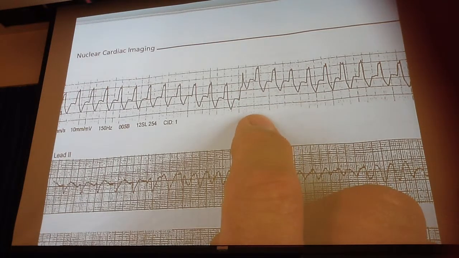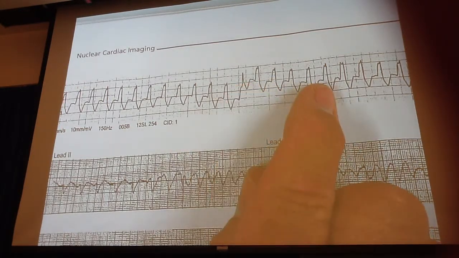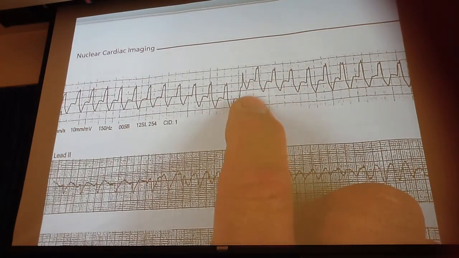You notice that you don't see the P wave anymore. Okay, all you're getting are QRS, QRS, QRS. And the problem is, what's the problem with this? There's no blood being circulated. The patient would probably still be conscious. If you tried to feel a pulse, you probably wouldn't feel one. And it's only a matter of time.